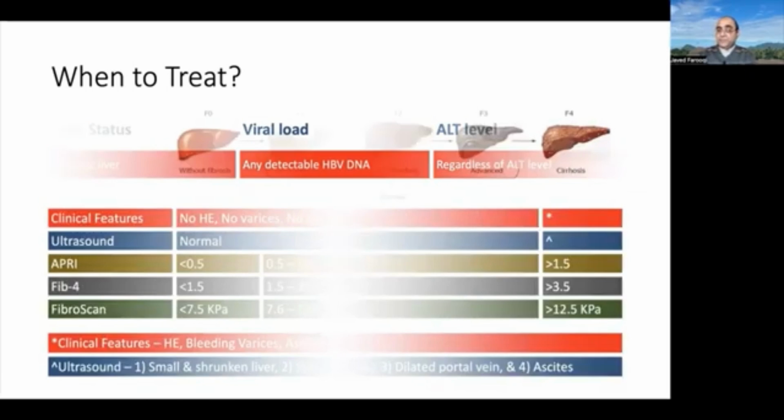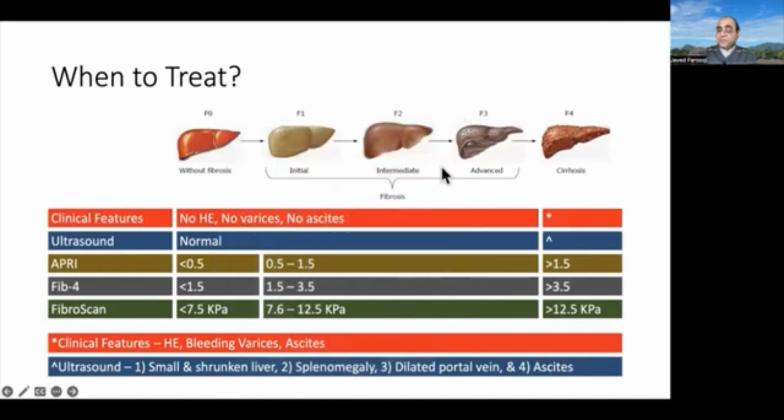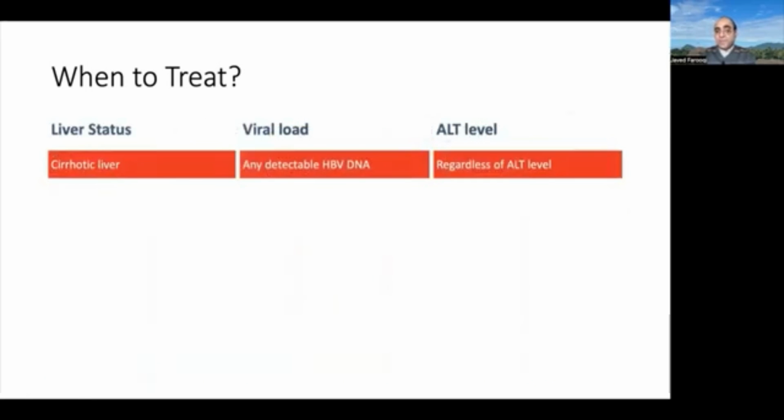What about fibrotic liver? This is the fibrotic liver. No clinical features of cirrhosis, ultrasound is normal, but the EPRI, FIB4, and FibroScan values are in this range. Here, you need viral load to be more than 2000, and ALT to be raised, any level of raised ALT. When a patient fulfills this criteria that the ALT is raised, hepatitis B virus DNA is more than 2000, then you start these patients on antiviral treatment.